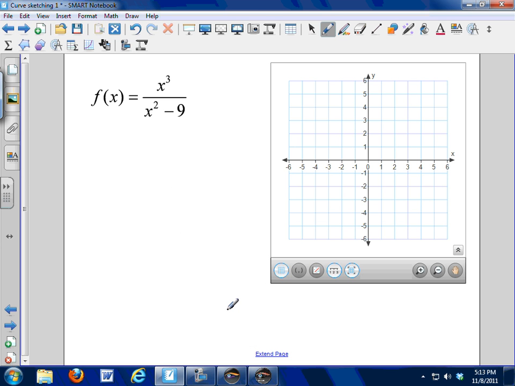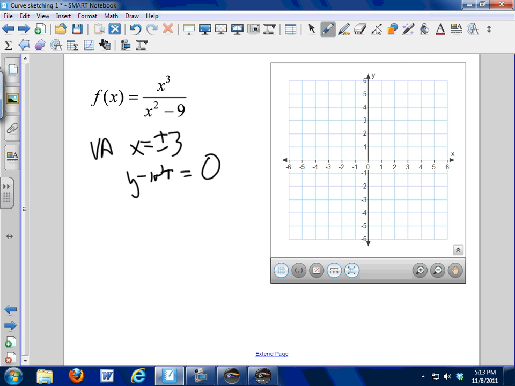Okay, this is going to be a piece of work right here. So as we look at this one, our domain, we're going to have some issues when x is equal to plus or minus 3. True? So much issue that we're going to call them vertical asymptotes when x is equal to positive and negative 3. My y-intercept, plug x in, I'm going to get y-intercept of 0.